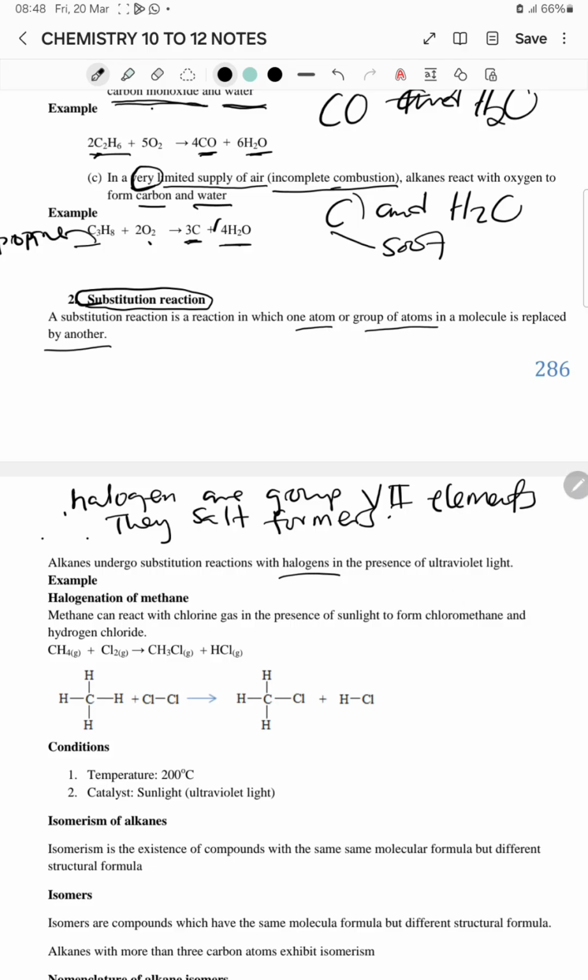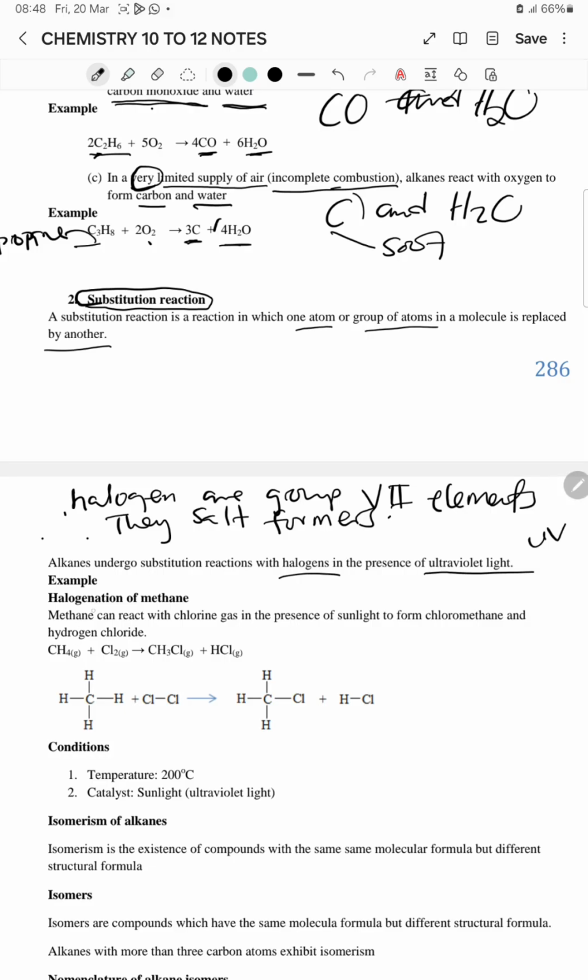In the presence of ultraviolet light, that's a catalyst. In the presence of the ultraviolet, which is the UV, we are saying that alkanes undergo substitution reaction with halogens in the presence of the ultraviolet light. Example, let's look at an example here.